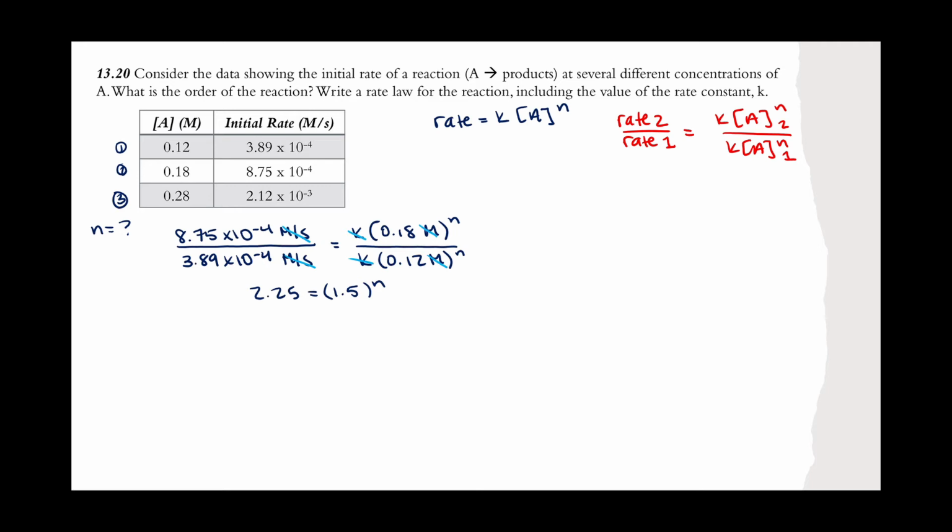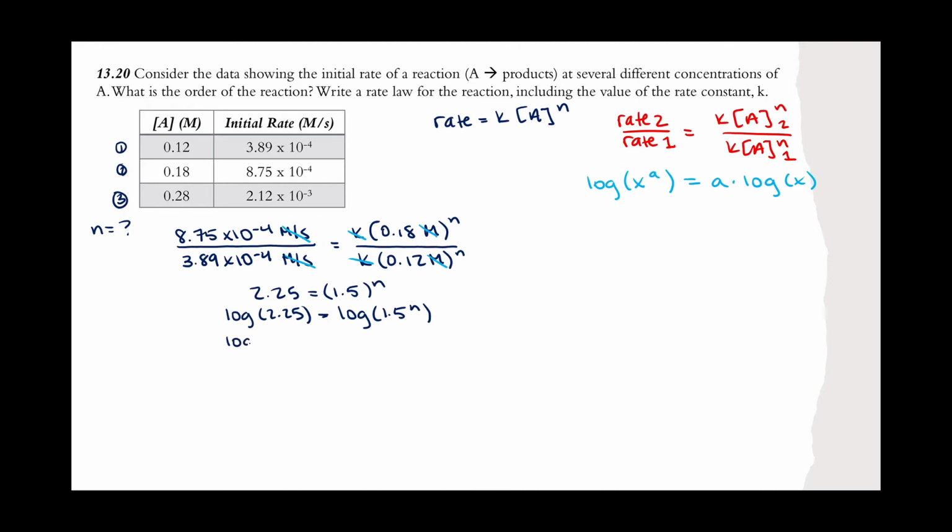n power. If we cannot easily determine or see what the order of the reaction is, we can use the logarithms. So I'm going to take the log of both sides. On this right side of the equation, we have log of 1.5 raised to the n power. And just as a reminder, whenever you have a log of x raised to an exponent, that will simplify to the exponent times the log of x.